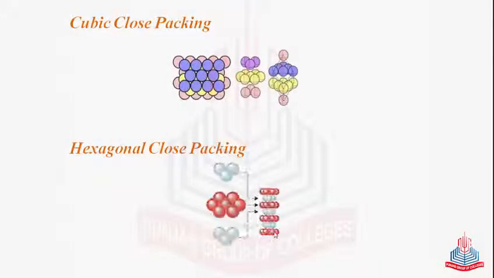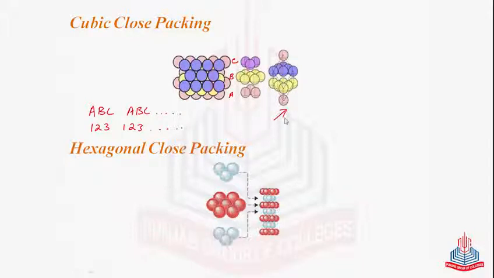Very clear from the figure that cubic close packing is actually a packing which results when the third layer is not directly above those of the atoms of the first layer. This is also called ABC, ABC, or 1, 2, 3, 1, 2, 3, and so on. It's quite clear from the figure that if it is layer A, this is B, this is C. When they are placed together, such type of packing results.